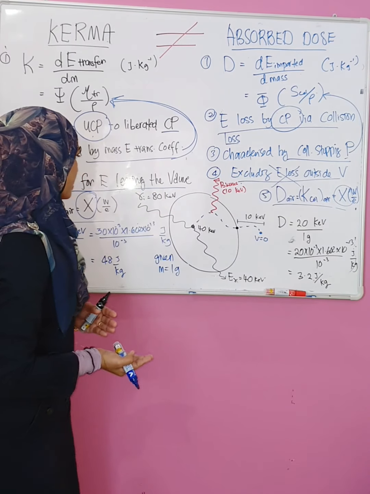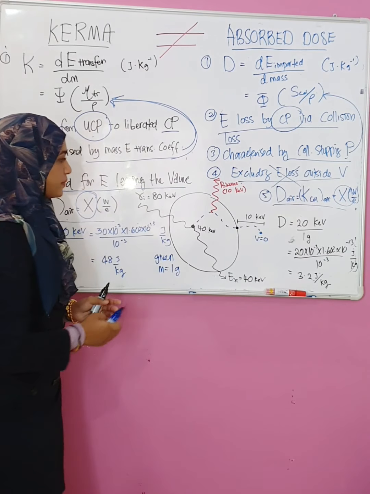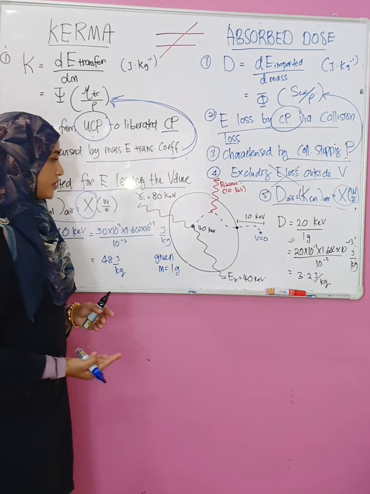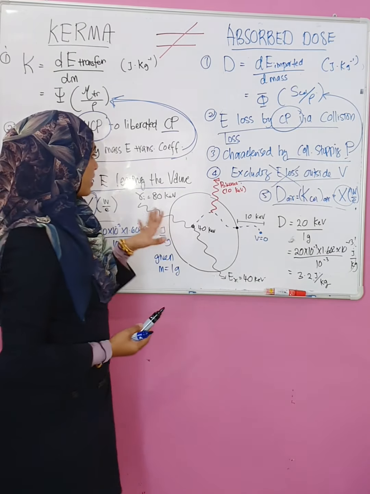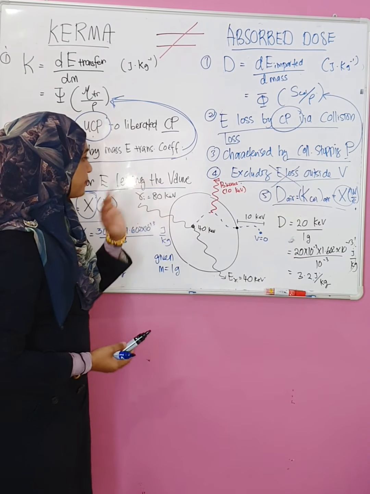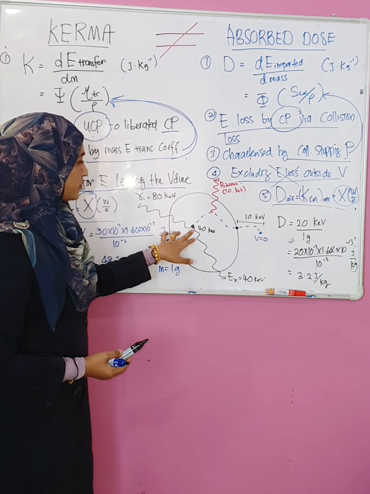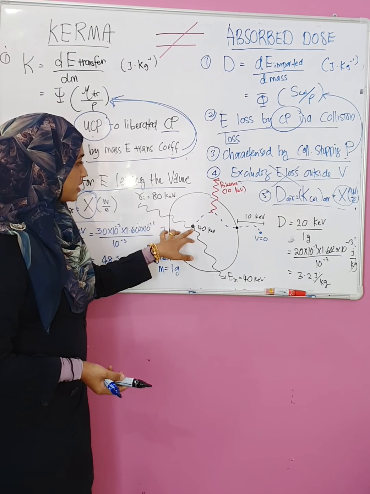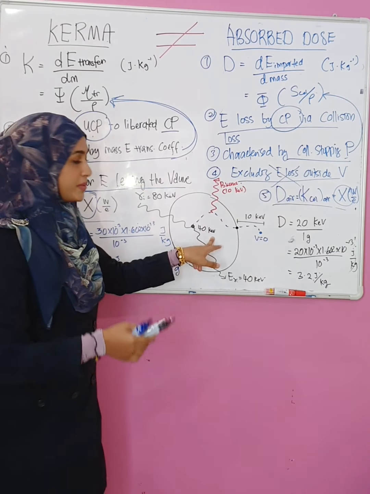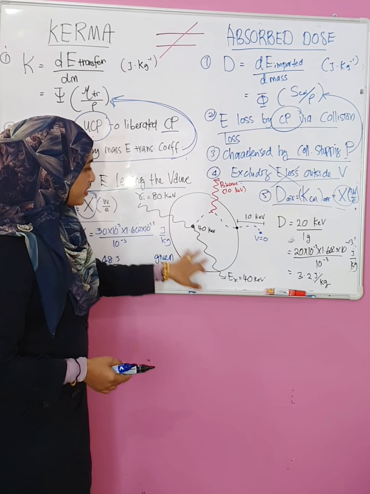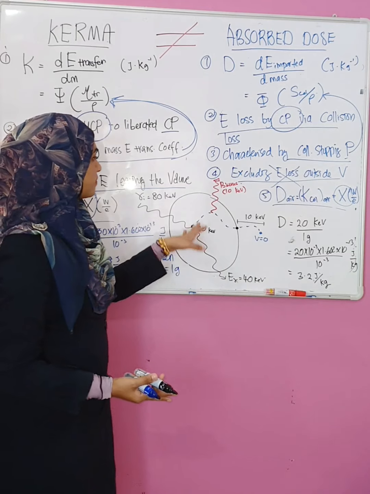Next, I'm going to explain using this diagram how we can measure or calculate the KERMA and the absorbed dose. Let's say I'm taking an interaction by Compton effect, where the incoming 80 keV photon interacts with a single atom, with an orbital electron. It transfers 40 keV of its energy to the orbital electron, and the other 40 keV escapes from the volume as a scattered photon.